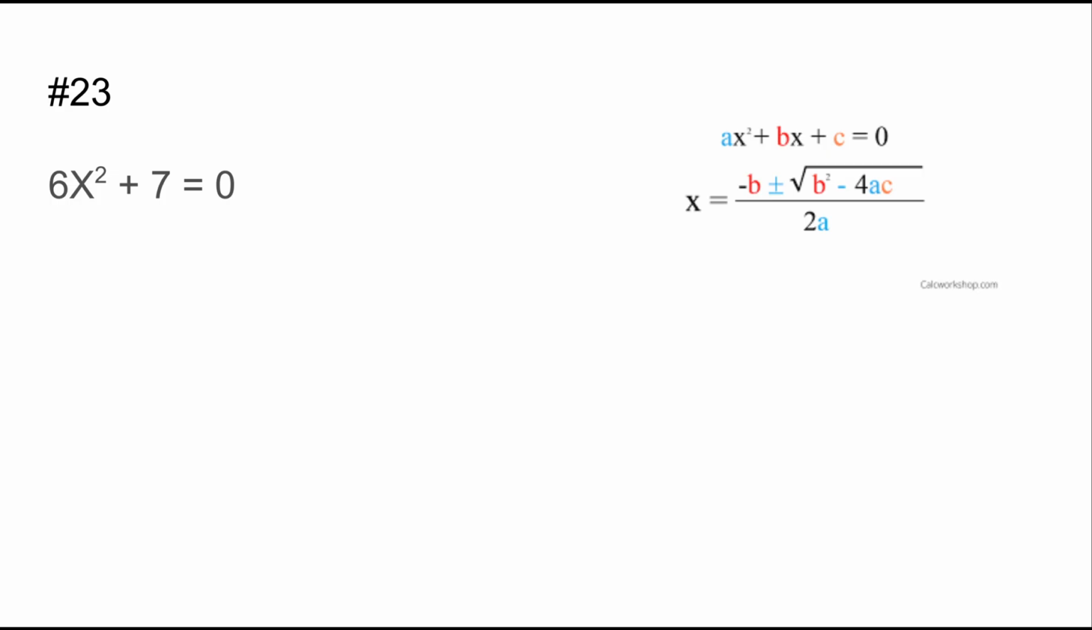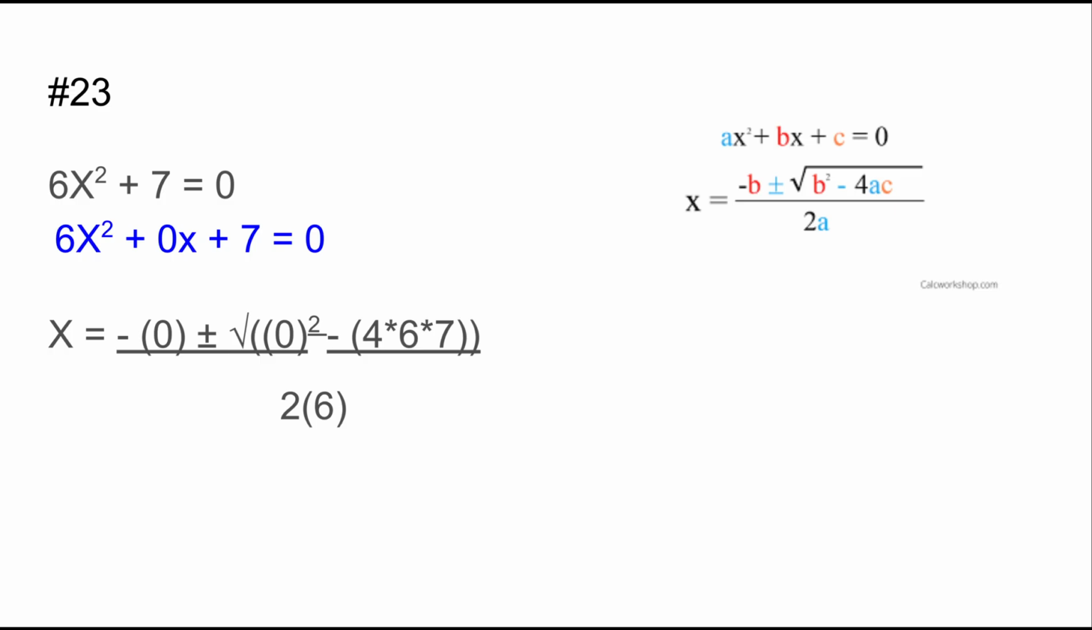Okay, 23. Which one is it missing? See if you can spy it. Your A, B, or C term. You're missing your B term. Rewrite your equation with a 0B term. So you should rewrite 6x squared plus 0x plus 7. Plug these numbers into your formula.